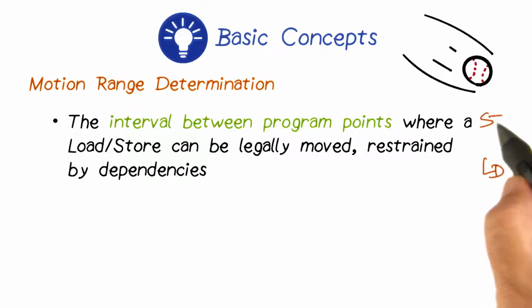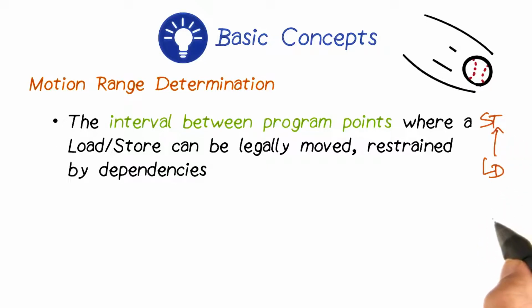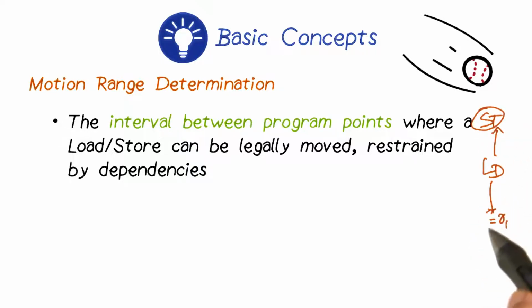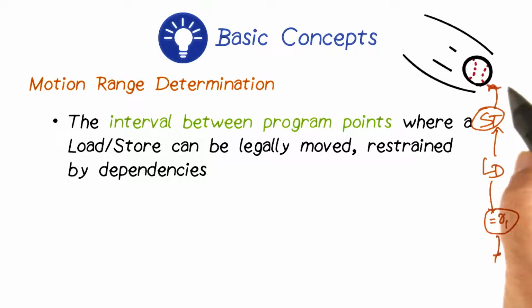There could be a store which could block its upward movement, and there could be a use of this value R1 which could block its downward movement, and so this range is called the motion range of this load. Now remember, this is also dependent on this store and this use of R1. So if this itself can be moved down, we can increase the motion range, and if this can be moved up, we can again increase the motion range in the upward direction.